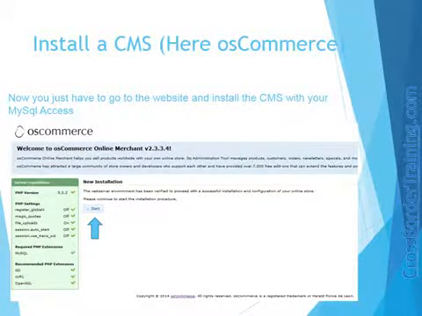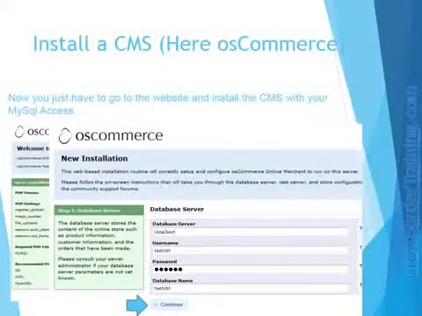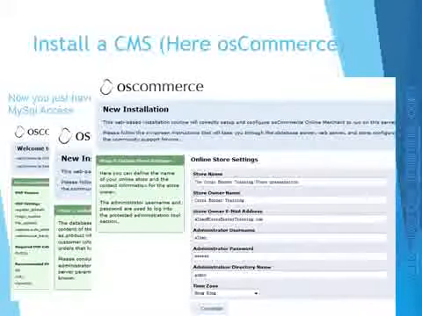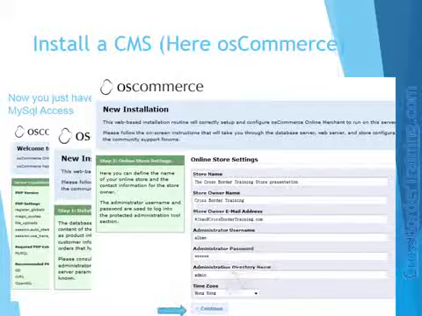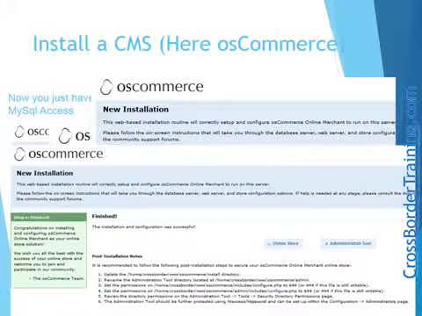You go on the website. Automatically, osCommerce will ask you if you want to install it. You will say yes. It will ask you for your MySQL access, because it doesn't have access to it. Normally your provider would have given it to you, so they would have given you the database server.